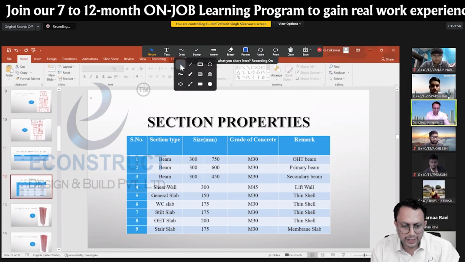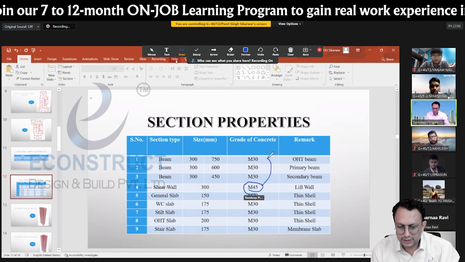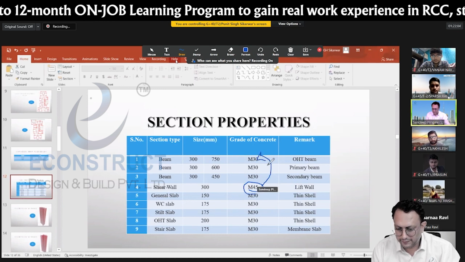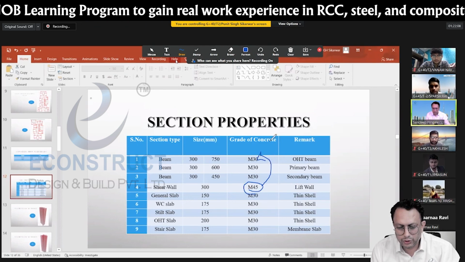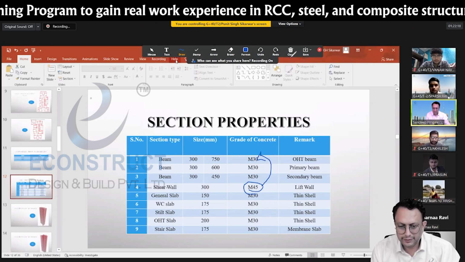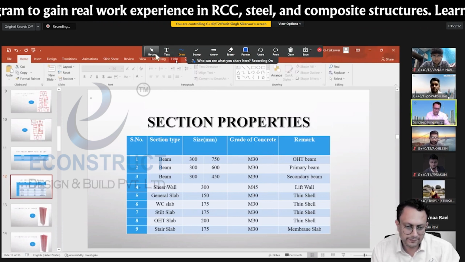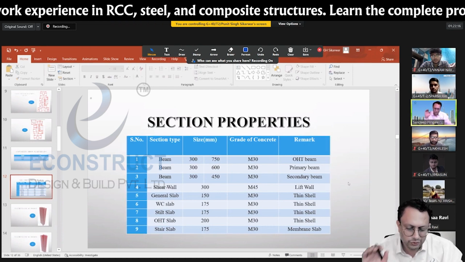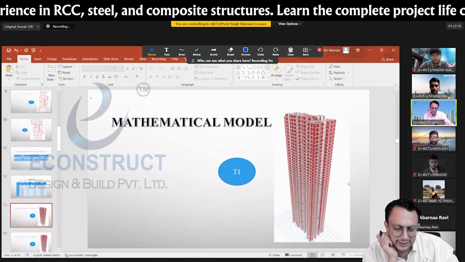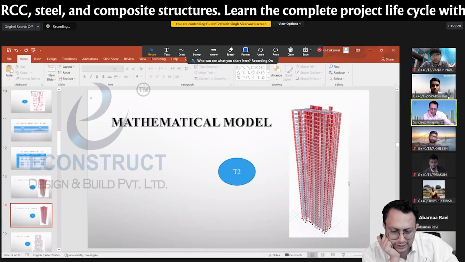If you require, let's say, M60 here in the shear walls, you cannot go to M40 here. You have to go for M50: two grades down, two grades up. Okay, sir. There is a huge amount of literature given in the ACI code that governs this area.